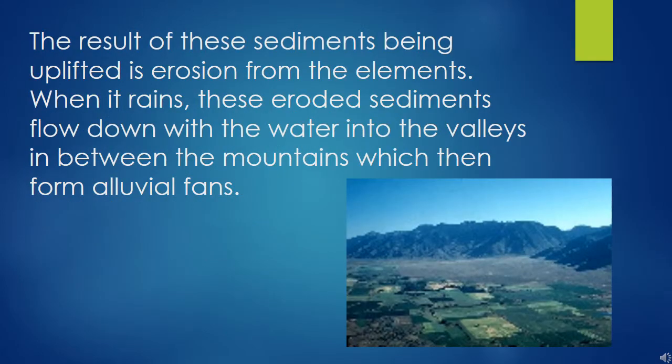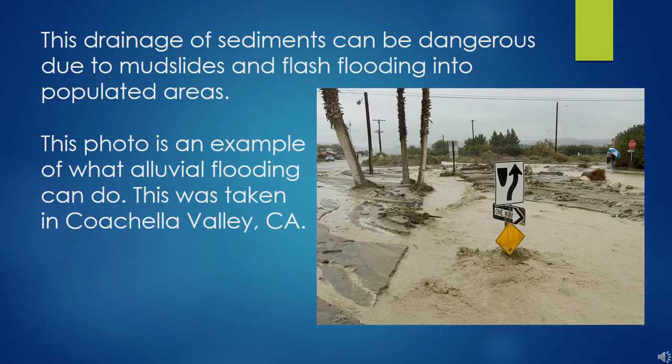So since our sediments were uplifted into mountain ranges, what do you think's been happening? They're being eroded. When it rains, these eroded sediments flow down with the water into the valleys in between the mountains, which then form alluvial fans. So alluvial fans are really cool looking. However, they can be extremely dangerous because they are caused by that mudslide from the sediments draining from the mountains. Unfortunately, this can cause flash flooding if there's a populated area located nearby.